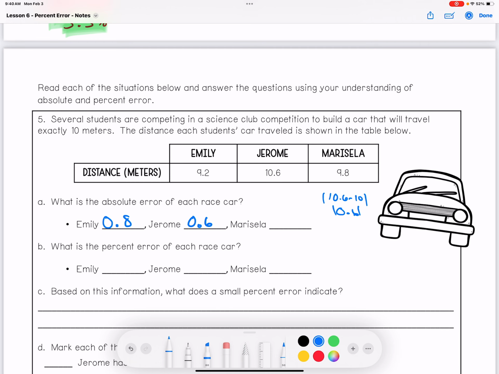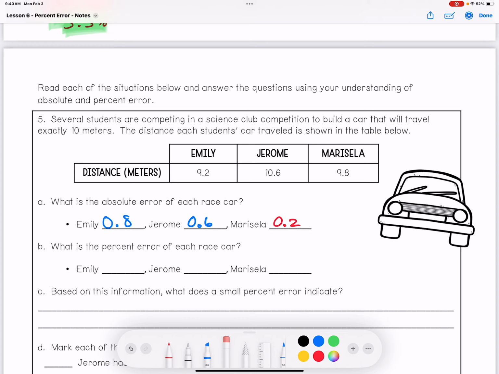If you don't remember what absolute value is and you get lost every time I say that, remember absolute value just means whatever the answer is positive. That's all it means. And the last one is Marlisa, 9.8 minus 10, absolute value, which is negative 0.2. An absolute value of negative 0.2 makes it positive, which is 0.2.